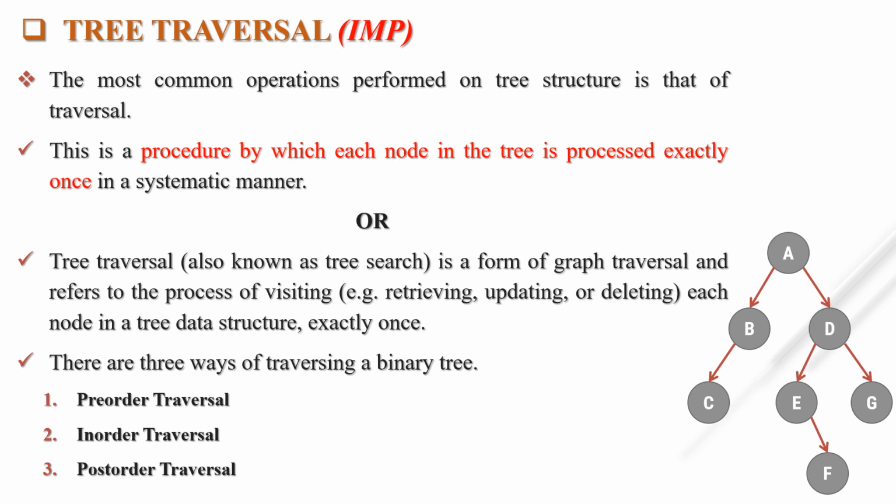So there are three ways of traversing a binary tree. The first one is pre-order, the second is in-order, and the third one is post-order. Let's see them one by one.